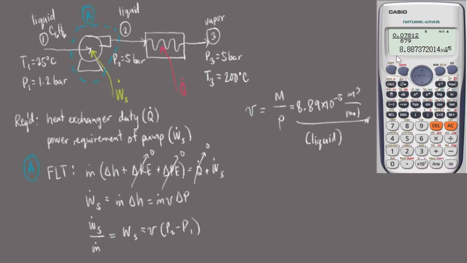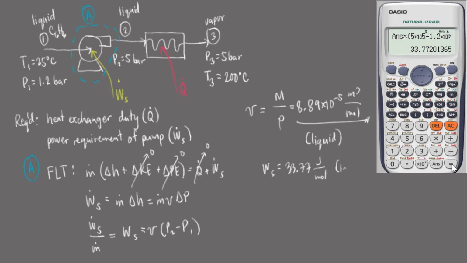Substituting, we have here the specific volume of liquid benzene in cubic meters per mole, and we simply multiply that to the difference in pressure. That is 5 times 10 raised to 5 to convert bars to pascals, minus 1.2 times 10 raised to 5 pascals. Our specific shaft work is equal to 33.77 joules per mole.